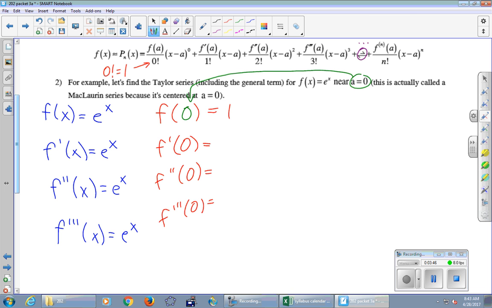How many you need to do really just depends on how long it takes to recognize the pattern. So just do enough to recognize the pattern. The pattern for e to the x is really easy, so we don't have to do that many. But if you've got a more complicated thing in front of you and you don't see the pattern after 3, do a 4th derivative, do a 5th derivative. What are the values of all these at 0? All 1s.